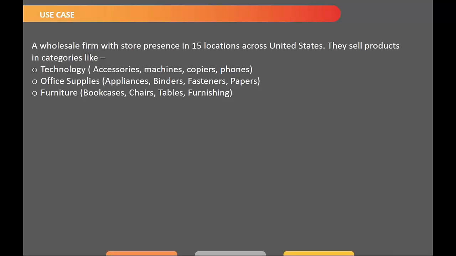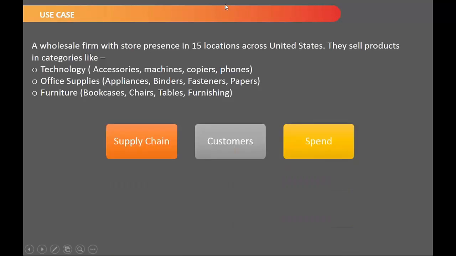For the benefit of everyone, we just want to lay out the example that we are taking for this particular demonstration. We are going to talk about a wholesale firm that has a presence in 15 locations in the United States, and they sell products in different categories like technology, office supplies, and furniture. We are going to focus on three aspects of their business: supply chain, customers, and spend.